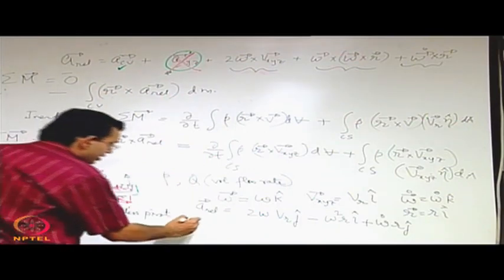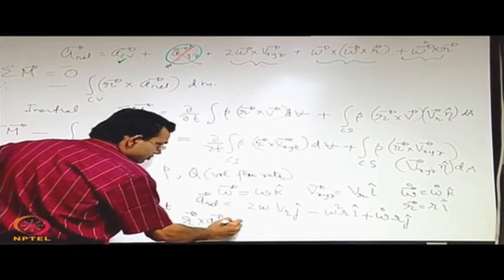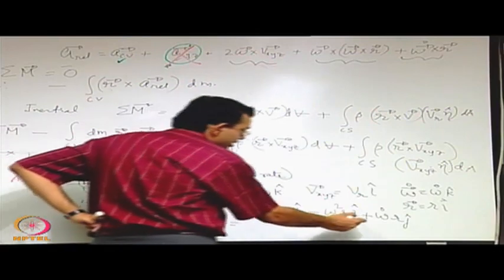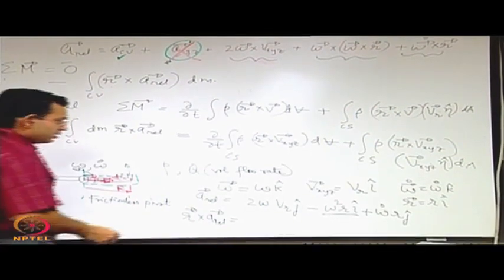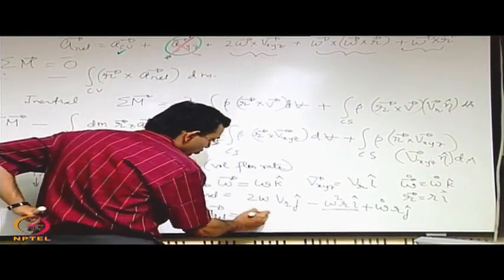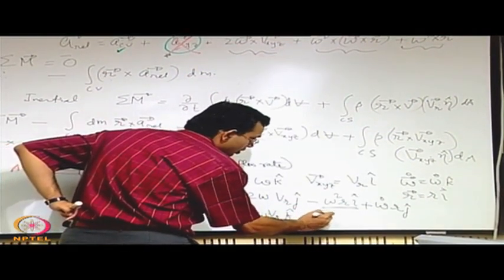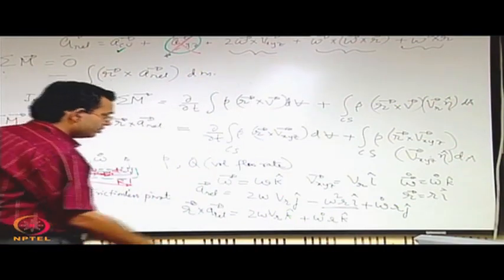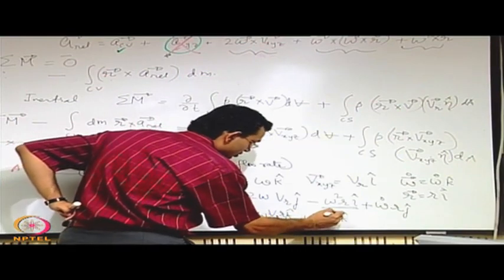Now, if you make r cross A relative, so you will clearly see that the centripetal term will not be there because it is directed along r. So, its moment will be 0, but other terms will be there. So, 2 omega V r k plus omega dot r k with r multiplied, right. So, let us write r square.